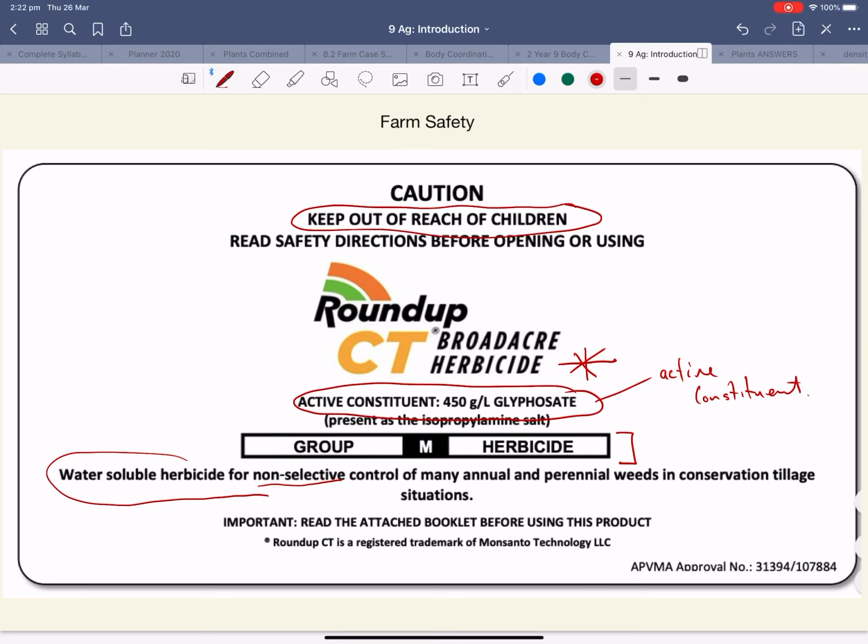It's really, really important to read. You don't want to be selling products that have been contaminated or that haven't had their withholding periods. You also want to make sure that you've got all the right PPE, which is personal protective equipment. So gloves, overalls, goggles, respirator, all that kind of stuff. Rightio.